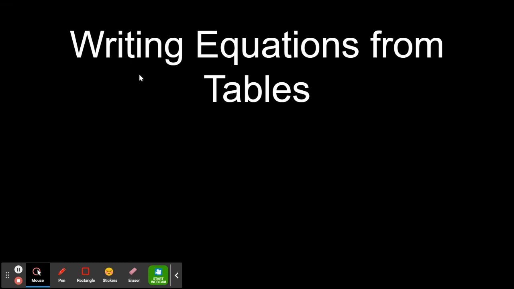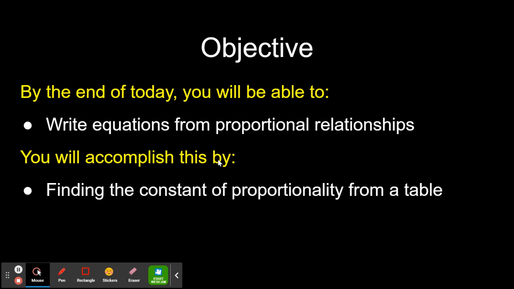Today, we're going to be writing equations from tables, meaning you're going to be given a table and you'll be able to write an equation that represents that table. Let's see how we're going to do that. By the end of the day, you'll be able to write equations from proportional relationships, and you'll accomplish this by finding the constant of proportionality from the table. Now, hopefully you already know how to find that constant of proportionality, so it's just a matter of applying that in order to write an equation.